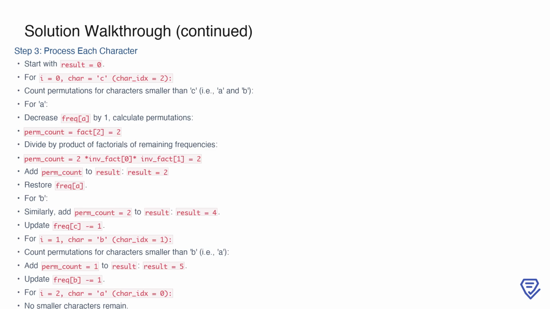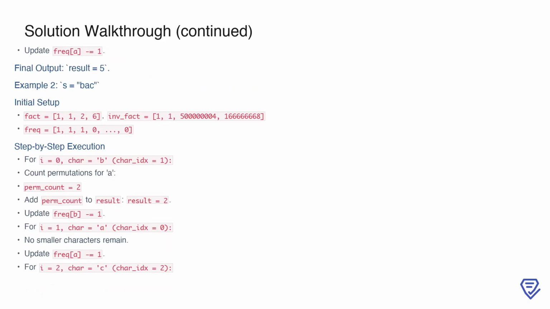Next, we move to the second character, b. Here, we calculate permutations for the only smaller character, a, which adds 1 to the result, making it 5. We then decrease the frequency of b by 1. Finally, for the last character, a, no smaller characters remain, so no permutations are added. At this point, all characters are processed. After processing the last character, its frequency is decreased by 1. The final result for this example is 5.